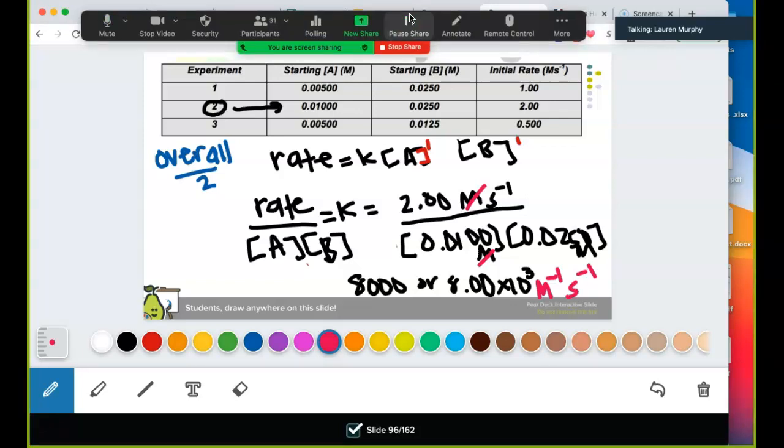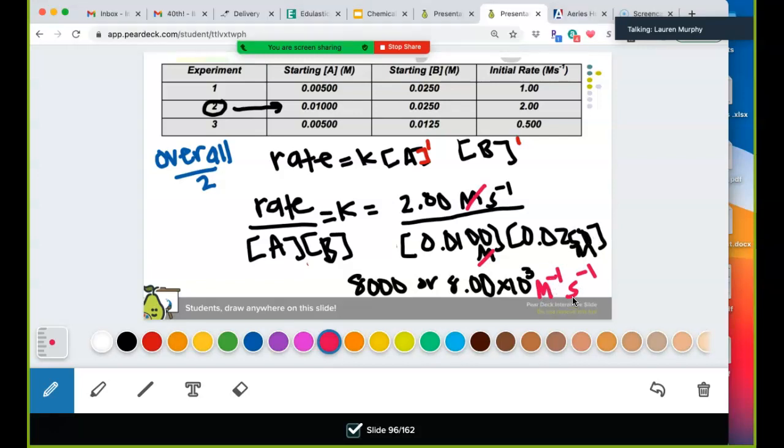Okay, so the rate law is first order with respect to A and first order with respect to B, which means the overall order is 2 because 1 plus 1 is 2. And then to find the rate law constant, I used experiment 2. Maybe use experiment 1 or experiment 3, but again, the number should come out to be the same. I got 8,000, but because all of these are 3 sig figs, you have to write it in scientific notation. So that's 8.00 times 10 to the third. And then the units, one of our molarities will cancel, and then we still have a molarity in the bottom. So M minus 1, s minus 1.